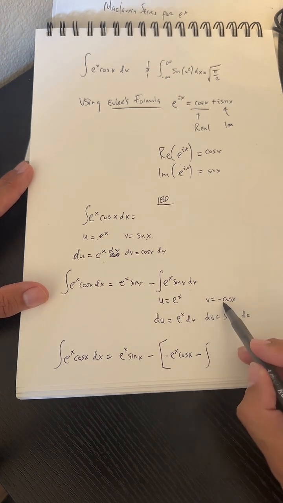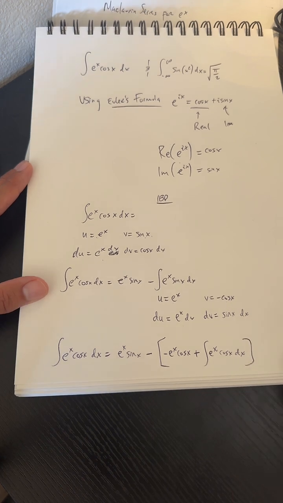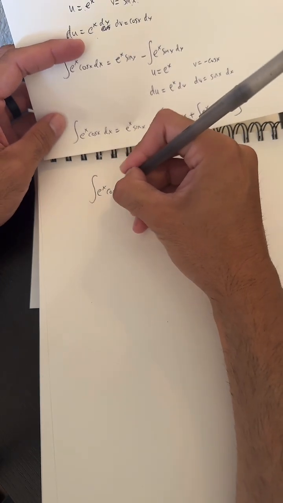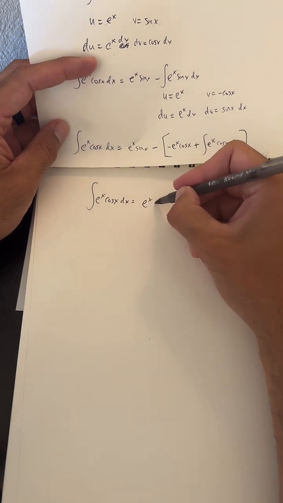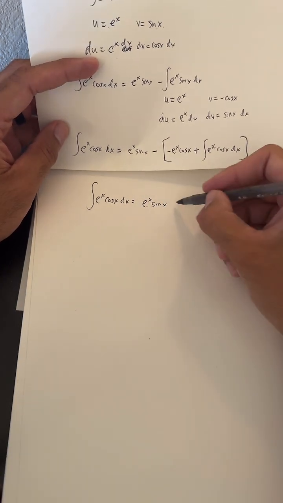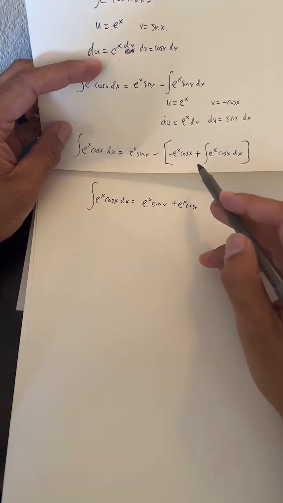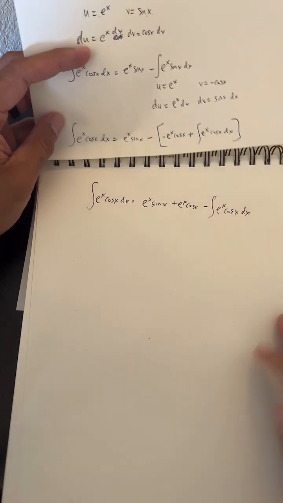Now, v is already negative, so when I have this negative sign, that's going to turn positive, and we have e to the x cosine of x dx. All right, let's continue. So what we have right now is the integral of e to the x cosine of x dx equals, let's go ahead and write down the rest, e to the x sine of x, and let's distribute this negative sign. When you distribute it to the first part, that's a positive e to the x cosine of x, and then this one becomes negative times a positive, so negative integral e to the x cosine of x dx.